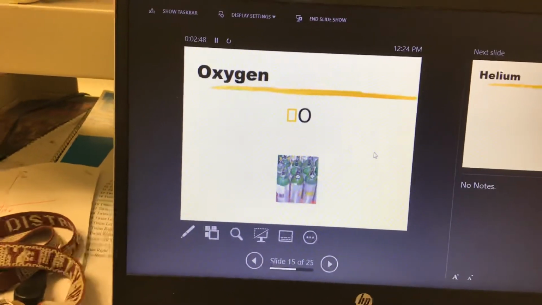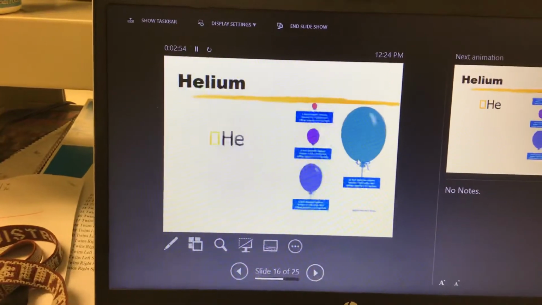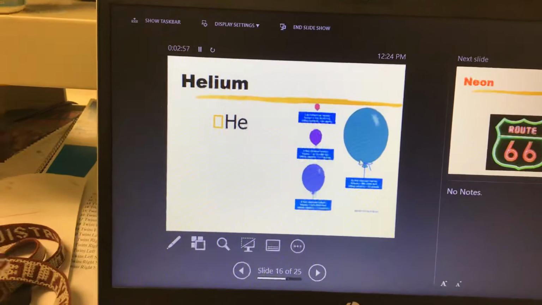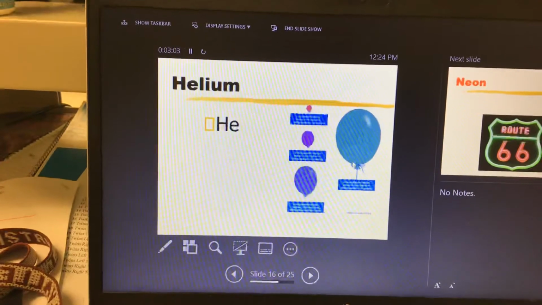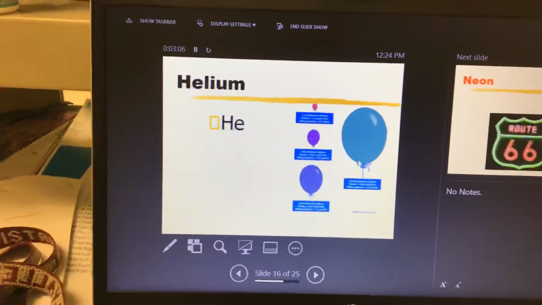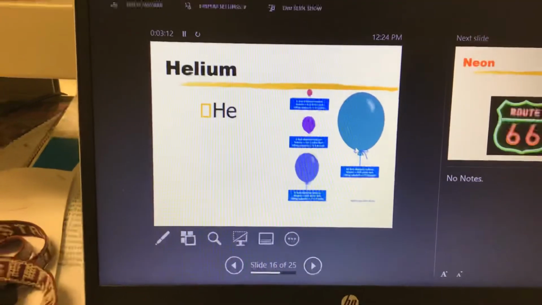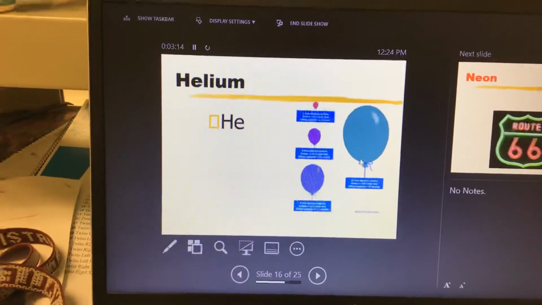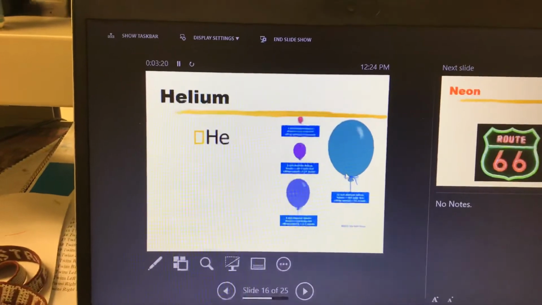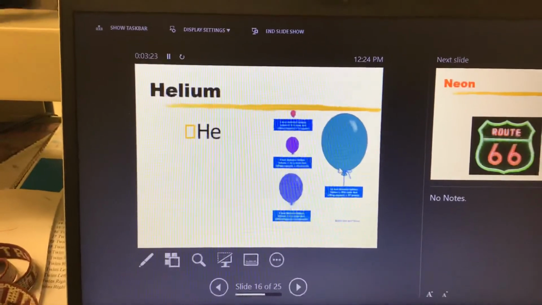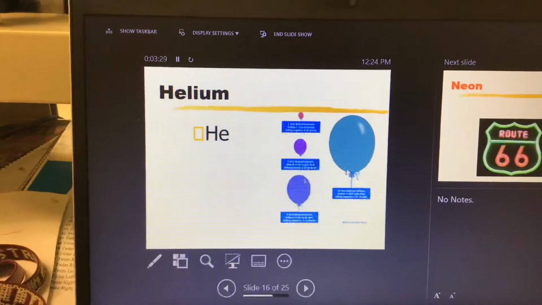Oxygen, big O. So some of these are really simple. Helium, big H, little e. It is number 2 on the periodic table. We use helium, big thing is for balloons. Now, because it's so light, you might ask, why don't we use hydrogen because it's number 1 on the periodic table? It's even lighter. Hydrogen is super flammable. So if you filled up party balloons for a little birthday party with hydrogen, bad things might happen. So they use helium instead of hydrogen.